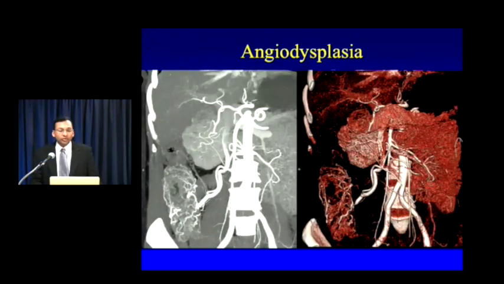So here's an example which, believe me, is very easy to miss if you're not creating MIP reconstructions. You're in the arterial phase. Notice the hypertrophied artery feeding the right colon, the large early draining vein, and then this tuft of abnormal vessels within the wall of the right colon. Classic angiodysplasia, and this is actually the classic location. The right colon is the most common location for angiodysplasia.